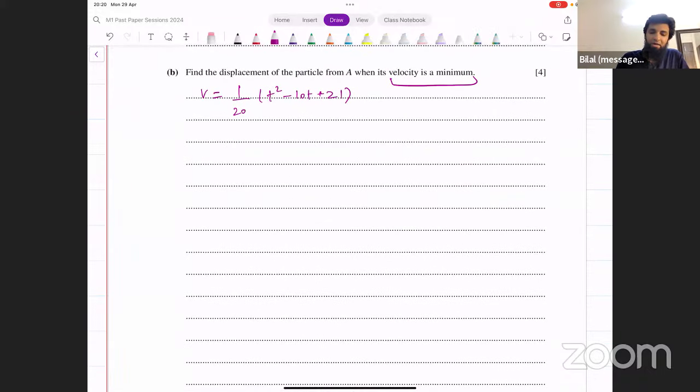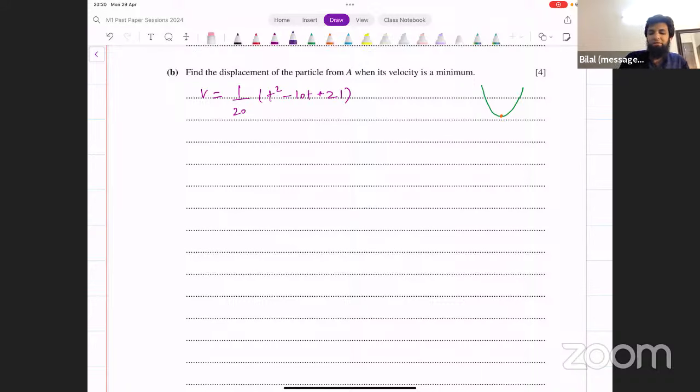Now, how do you find that time value when velocity is a minimum? It's a quadratic function, and it's a U-shaped function. We are looking for the time value of the starting point. You can do that by differentiation, or by minus b over 2a, or whichever method you prefer.